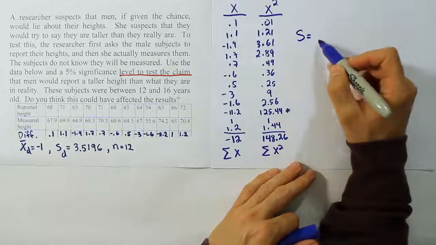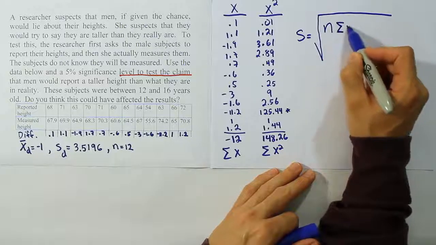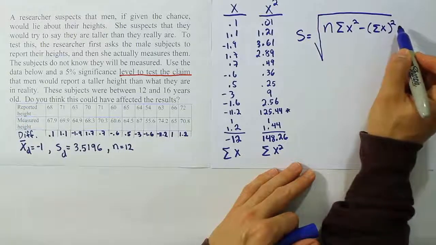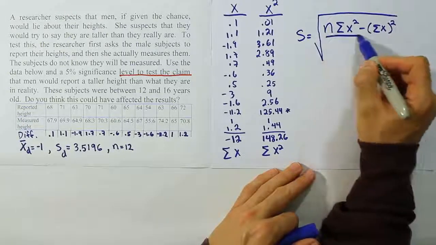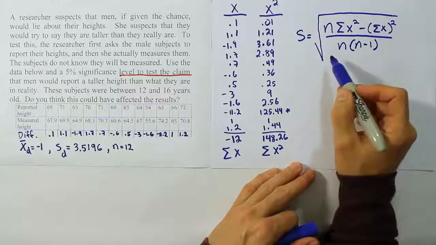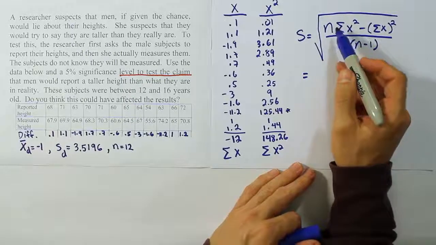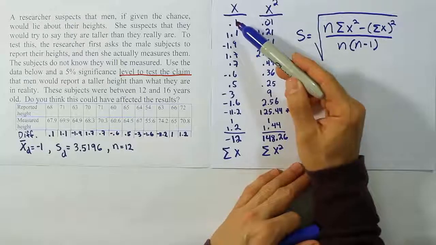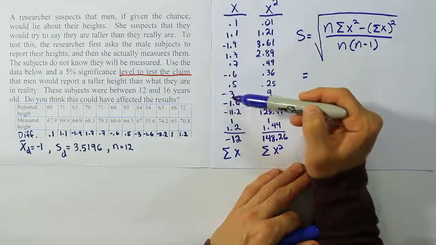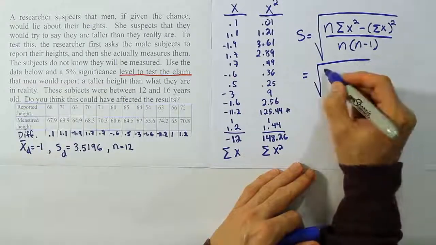That formula is equal to the square root of n times the summation of x squared minus the summation of x, quantity squared, divided by n times n minus 1. Make sure all of that's under the square root, and when you're finished, take the square root of your answer and you're done. Okay, so the n is how many values we started with originally. We had 12 values. You can count that in the x column: 1, 2, 3, 4, 5, 6, 7, 8, 9, 10, 11, 12. That's the same as our n, right? So we're going to find that that's 12.